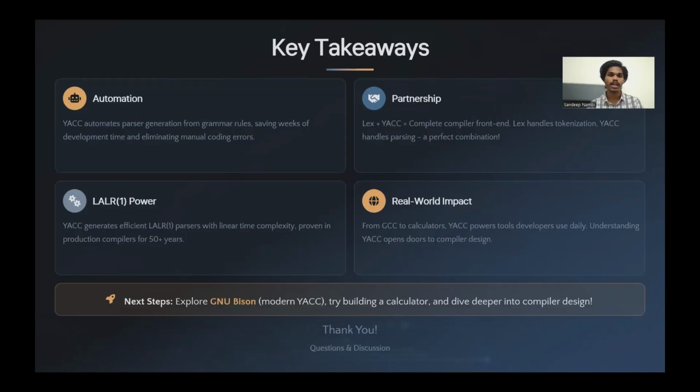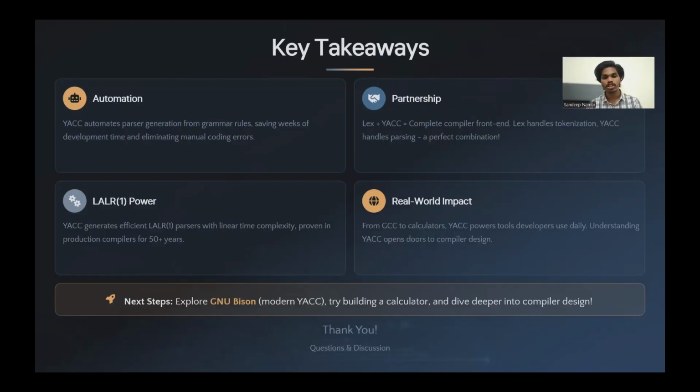And the next one is LALR(1) algorithm power. YACC generates efficient LALR(1) parsers with linear time complexity, which is big O of n, with 50 plus years of experience in production compilers. And the next one is real world impact. From GCC to calculators, YACC powers tools developers use daily. Understanding YACC opens doors to automated compiler design.